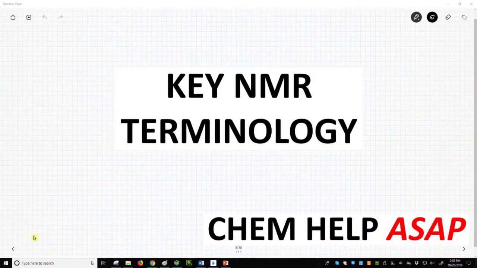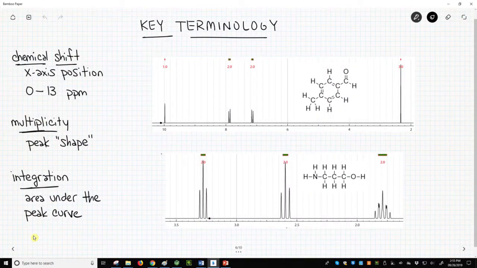There are three key ideas that we will cover in every NMR spectrum: chemical shift, multiplicity, and integration. To help us with these three ideas, we have a proton spectrum of two fairly different molecules: 3-amino-1-propanol on the bottom and para-tolualdehyde on the top. Note that these are simulated spectra from NMRDB.org.